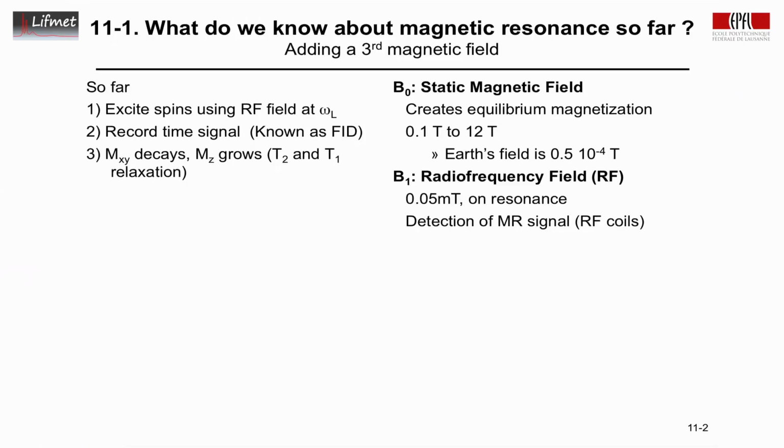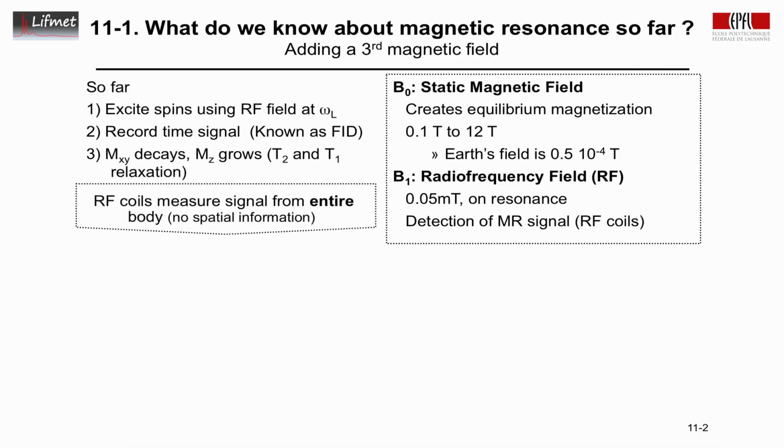So the detection of the signal, the FID, is done also with the RF coils. So both the excitation, the production of the B1 radio frequency field, and the detection of the signal are done with the same piece of hardware. So this is what we've had so far with magnetic resonance. We have seen that the RF coils are used to measure the signal from the entire body.